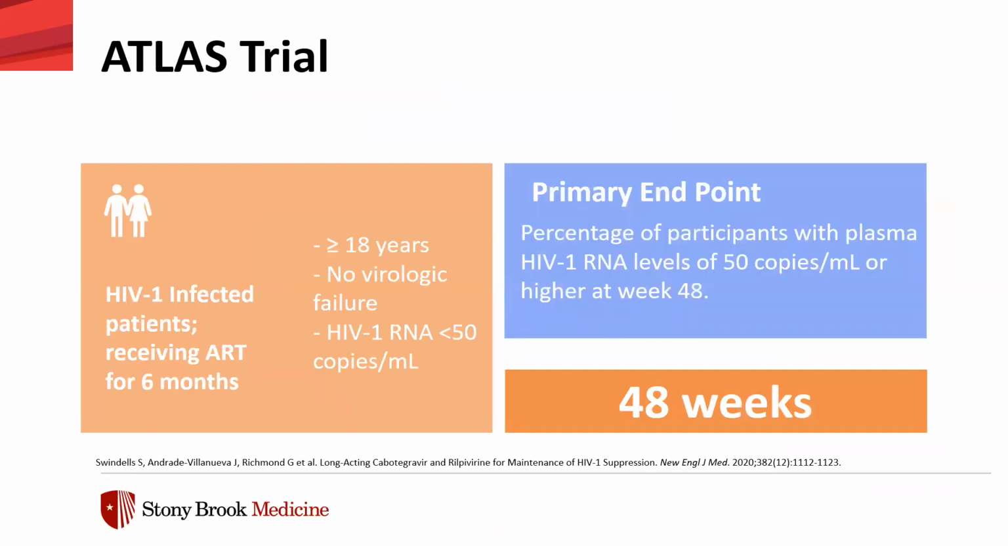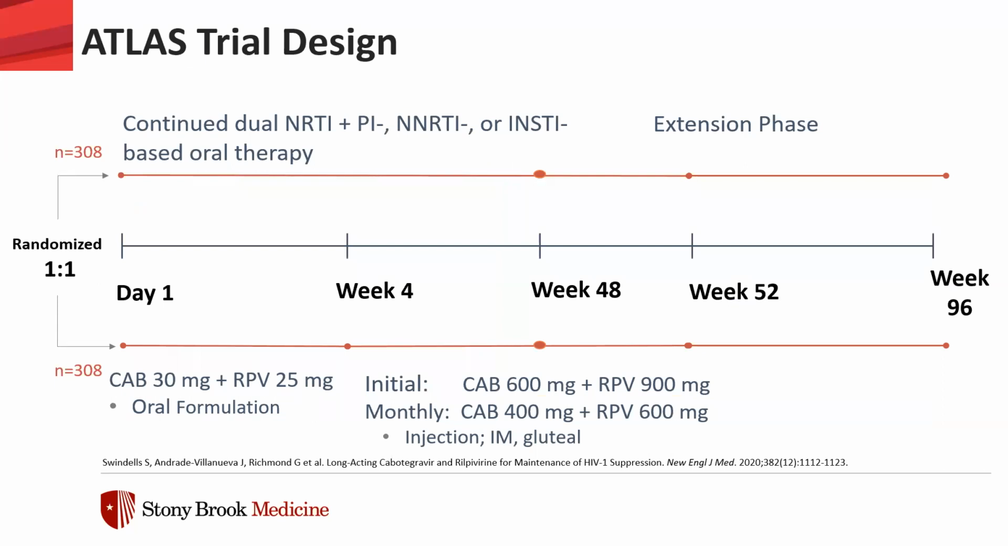The ATLAS trial varied from the FLAIR trial because they looked at patients that had already been receiving ART for 6 months. The primary endpoint was the same for the ATLAS as it was for the FLAIR trial. They randomized these patients to either continue their ART regimens that they had been previously on or to receive the long-acting injections. And again, they started off these patients on the oral cabotegravir and rilpivirine to assess safety and tolerability and then transition them into the monthly injections.